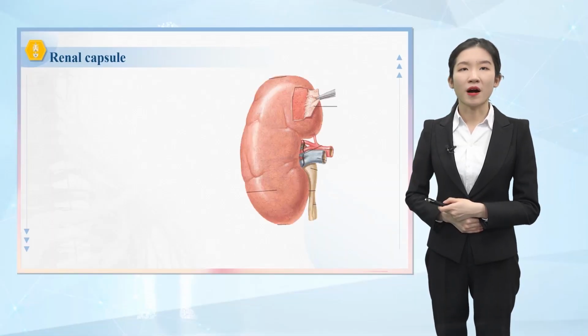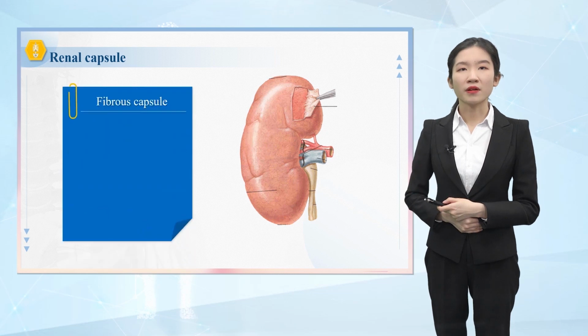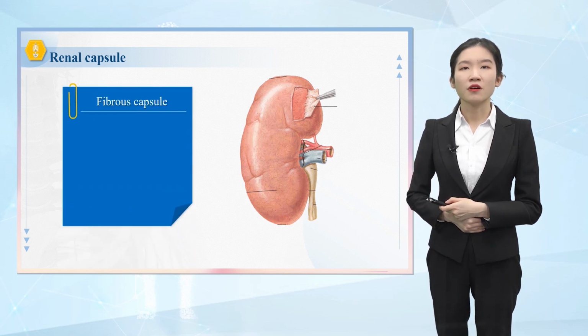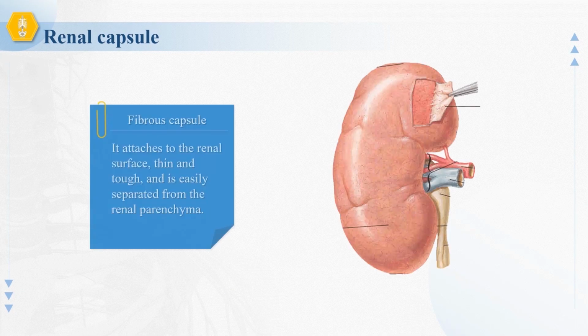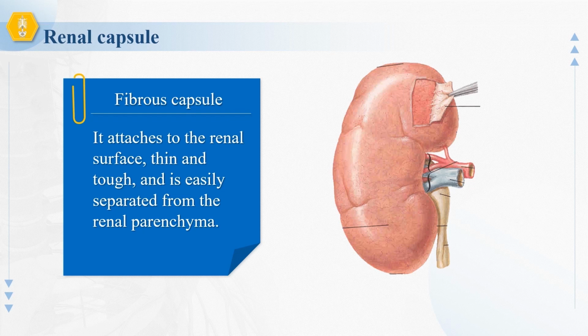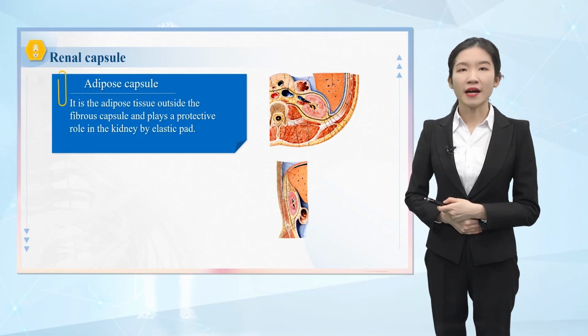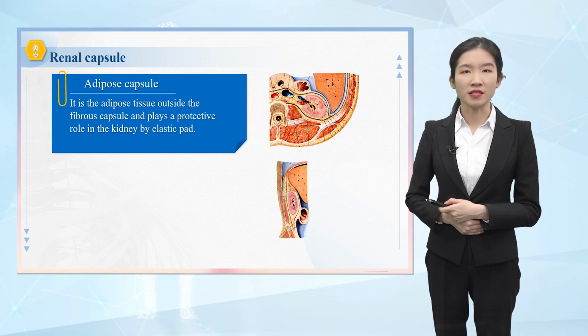Now let's talk about the renal capsules. The renal capsules can be divided into the fibrous capsule, adipose capsule, and renal fascia. First, let's talk about the fibrous capsule. It attaches to the renal surface, is thin and tough, and is easily separated from the renal parenchyma. Next, the adipose capsule. It is adipose tissue outside the fibrous capsule and plays a protective role for the kidney as an elastic pad.